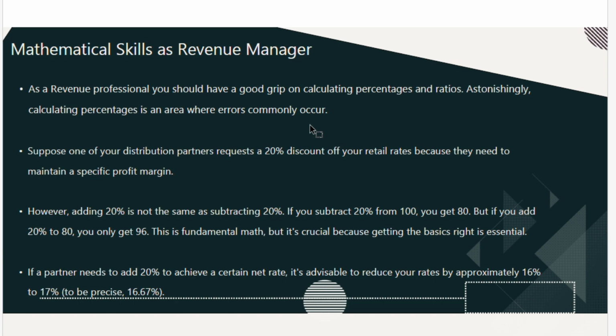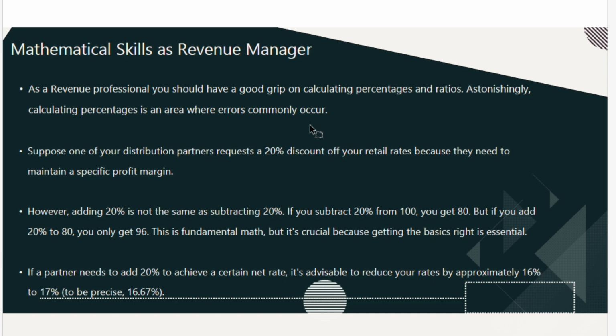Suppose one of our distribution partners, just as an example so you have a better understanding, requests a 20% discount off your retail rates because they need to maintain a specific profit margin. So they are asking for a certain discount, let's say 20% in this case, to be competitive in the market. Now, adding 20% is not the same as subtracting. If you subtract 20% from 100, you get 80. But if you add 20% to the 80, you'll only get 96.